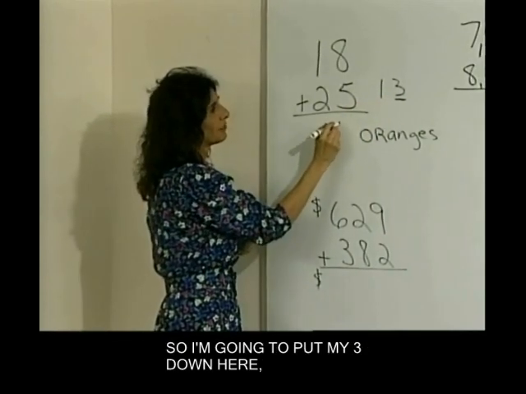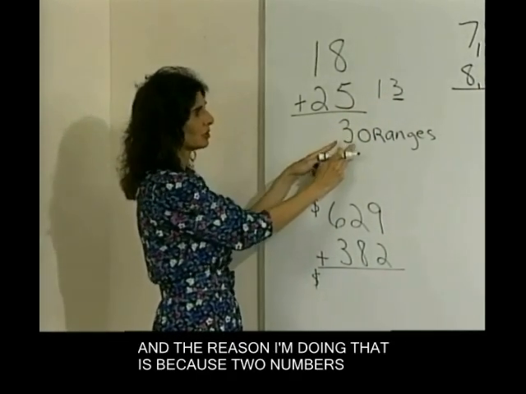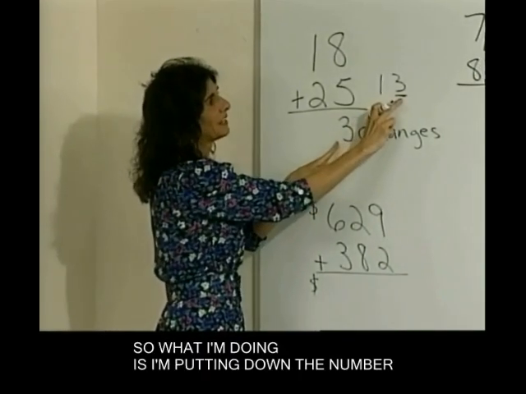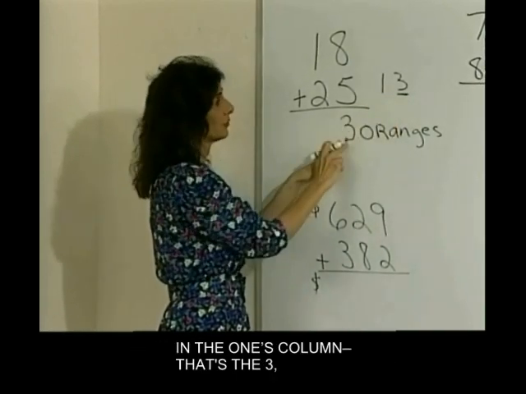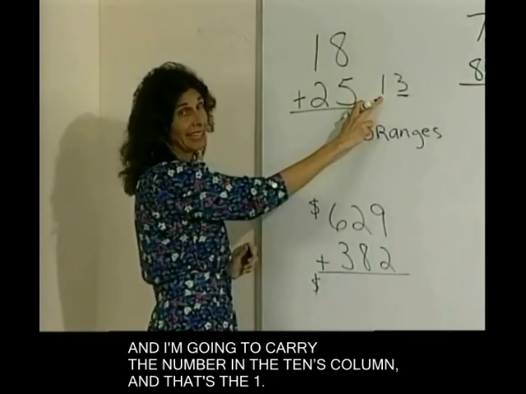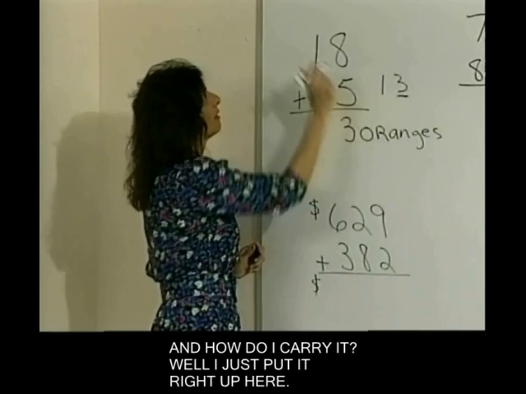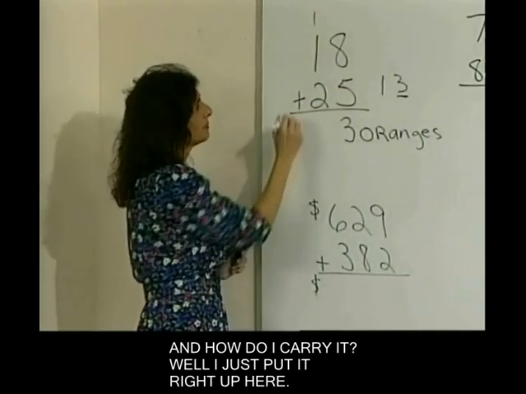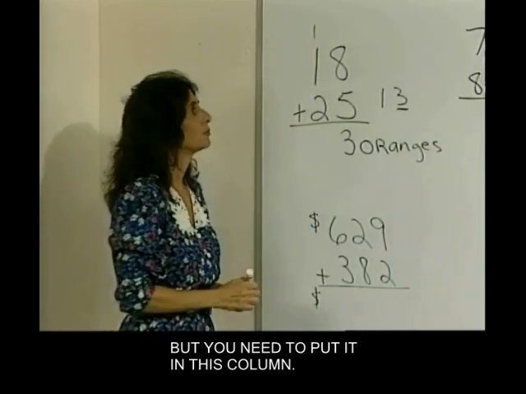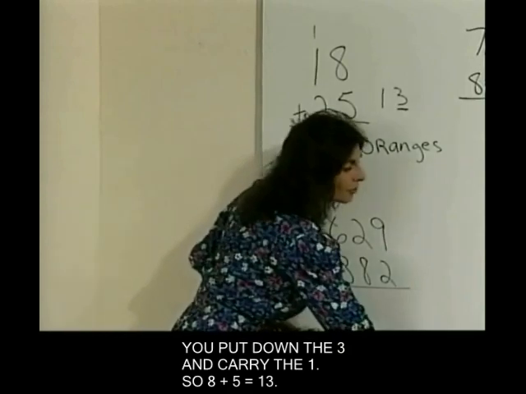So I'm going to put my 3 down here, and the reason I'm doing that is because 2 numbers won't fit into this 1 number space. So what I'm doing is I'm putting down the number in the 1's column, that's the 3, and I'm going to carry the number in the 10's column, and that's the 1. And how do I carry it? Well, I just put it right up here. Some people like to put it here, wherever you like to put it, but you need to put it in this column. You put down the 3 and carry the 1.